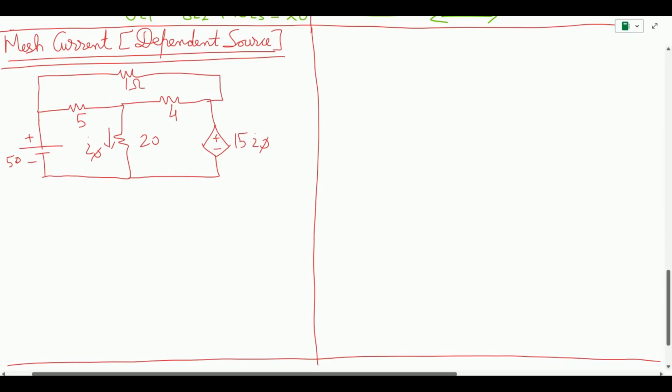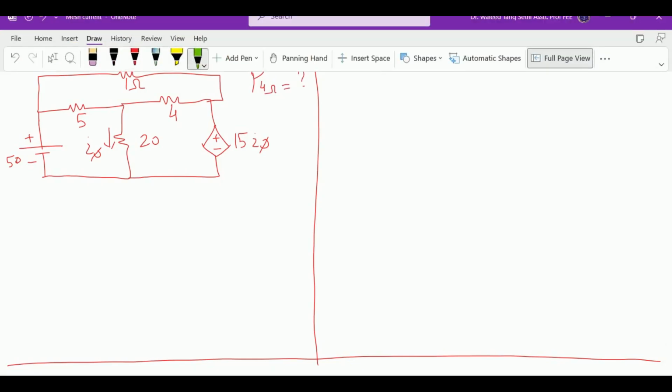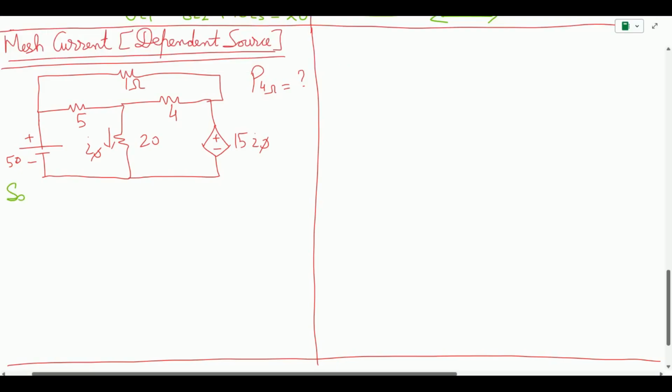Now, what we need to do is we need to find, let's say, the power at the 4 ohm, by applying the mesh current method. Okay, so we can do that. We know that if you want to begin, we first need to know how many meshes. Visually we can see we will have first mesh over here, the second can be over here, and the third one is this mesh. So this is I3, let me call this I3, I2, and I1.